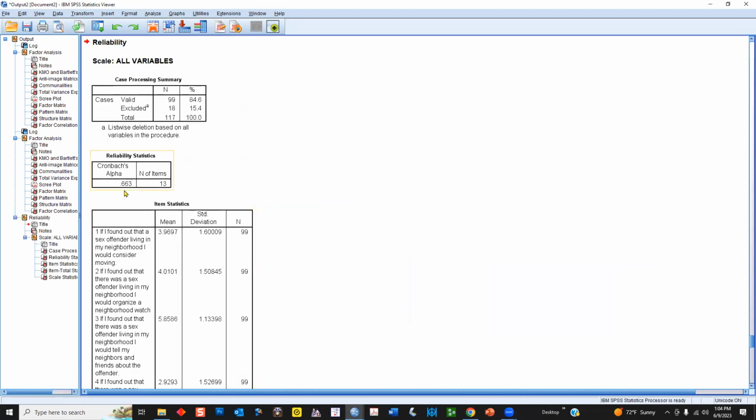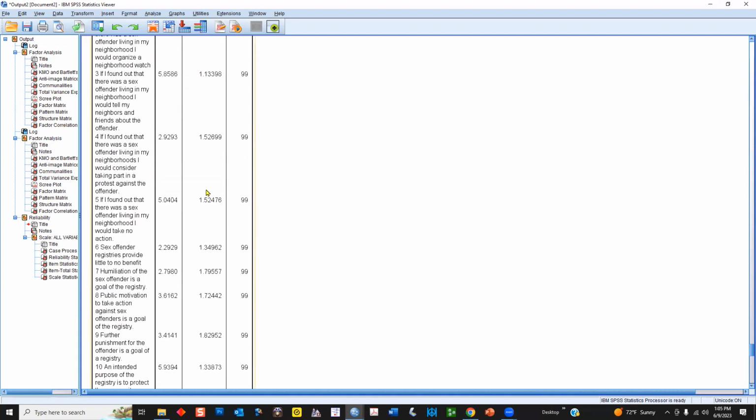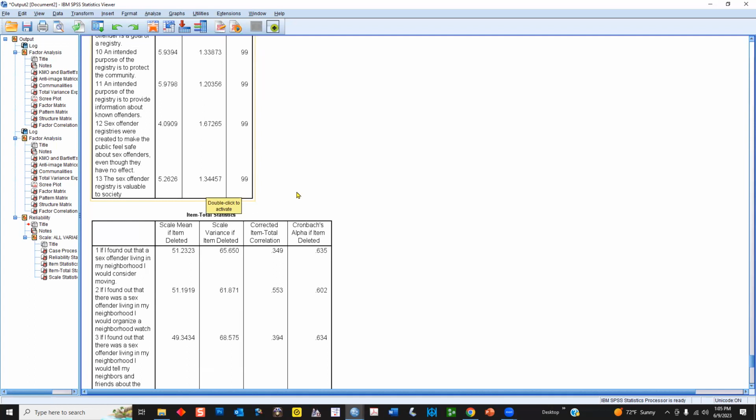I'll run that, and we have a barely acceptable Cronbach alpha. Like the KMO, 0.6 would be considered maybe okay. 0.7 is good, 0.8 is really good, and above 0.9 is excellent. So this is a sign that the scale is not working that well. I mean, it's a decent scale, but it could be better.